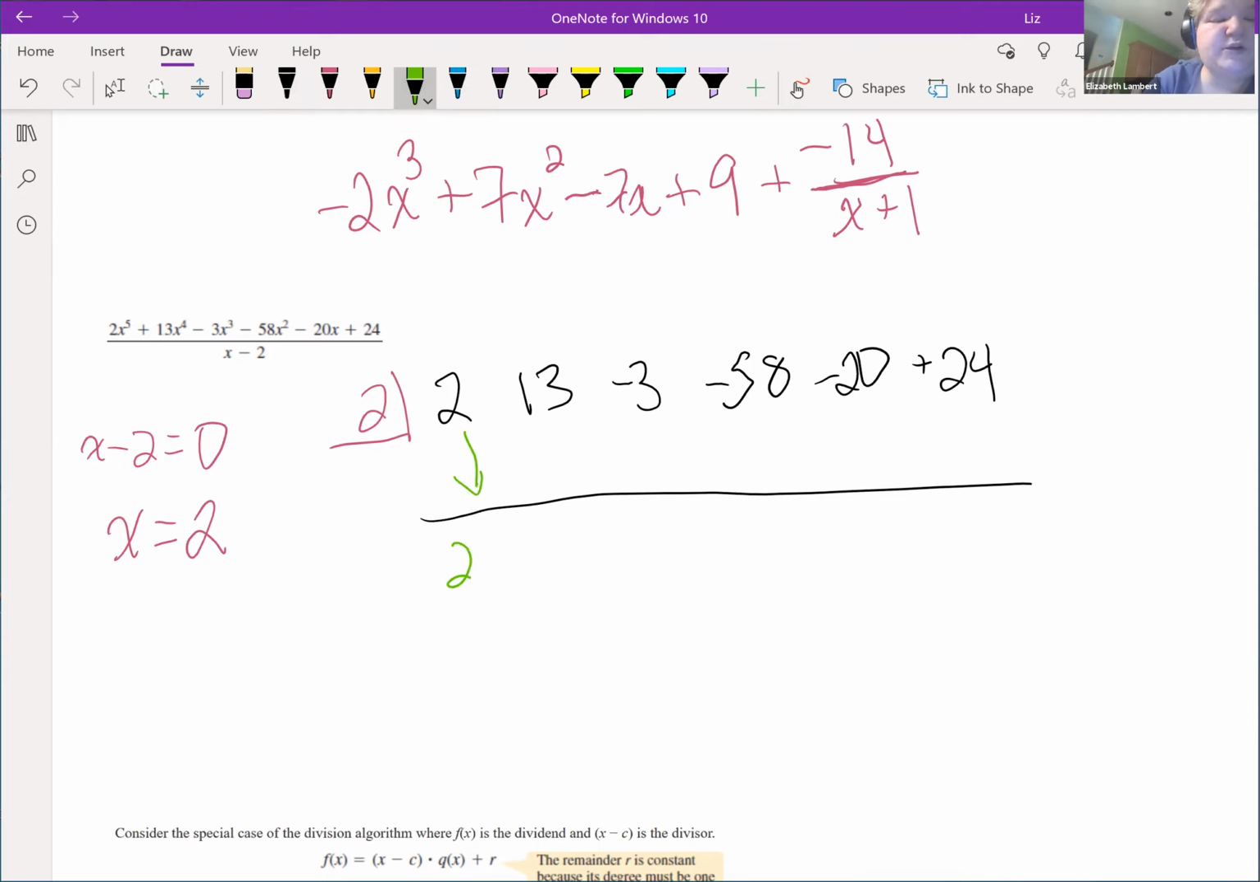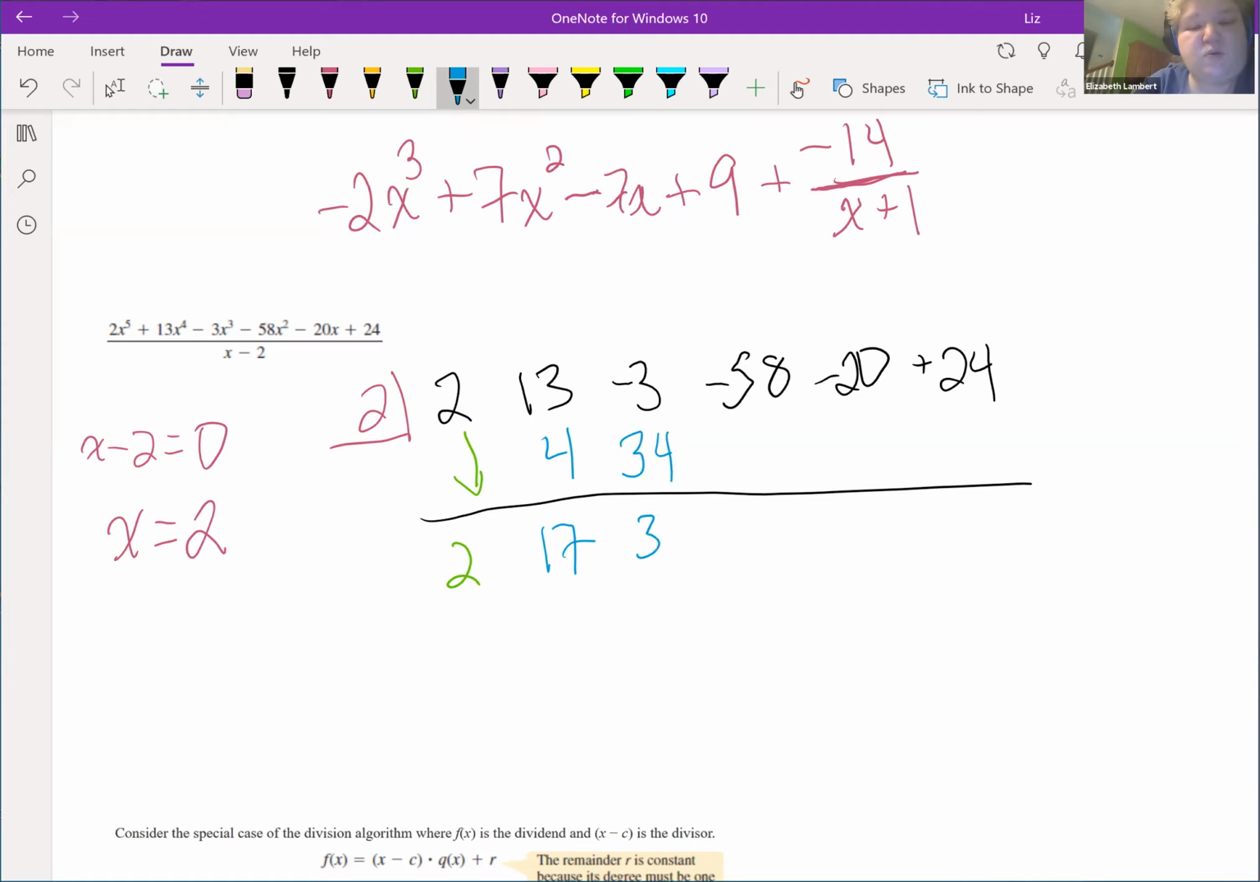Drop down the first term, copy it as is. Now, multiply, add, multiply, add. 2 times 2, 4. 13 plus 4 is 17. 2 17s, no shame in pulling out a calculator. I just do way too much mental math. Is 34.